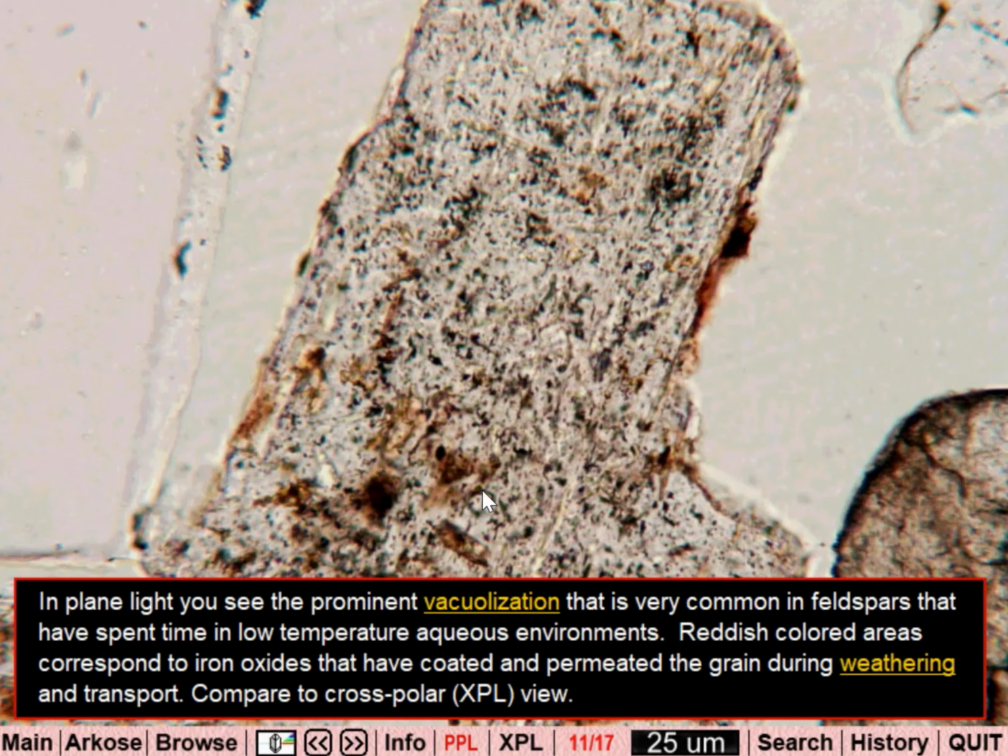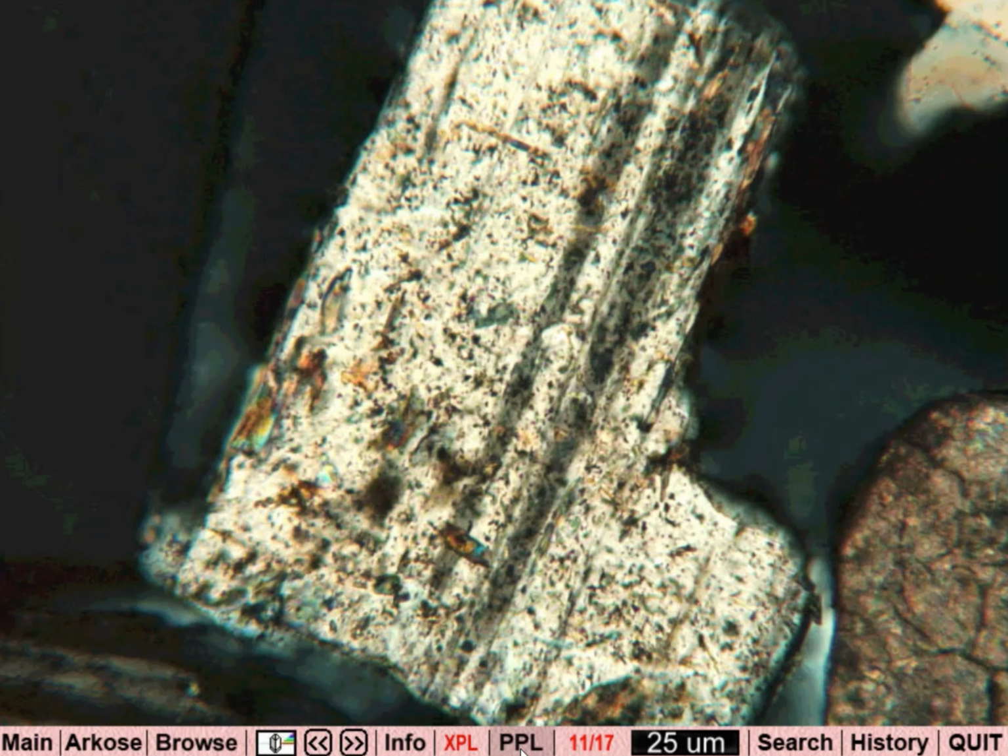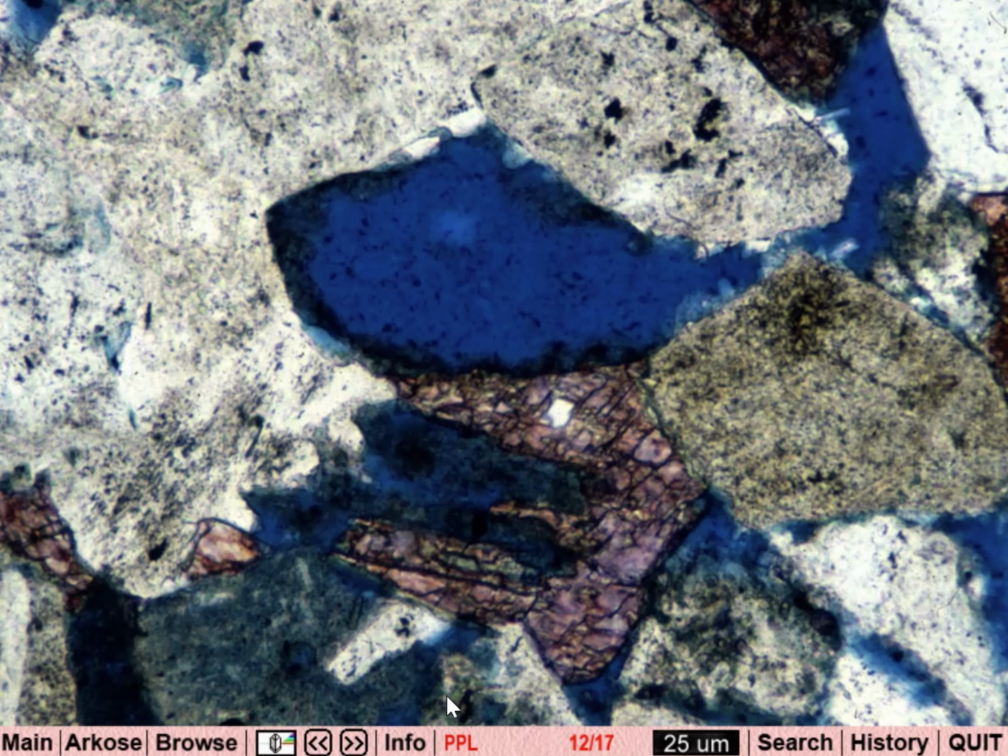Okay, moving right along. Here's a feldspar. It's absorbed a lot of water. It's undergone hydrolysis, but there are also iron hydroxides and iron oxides in the area. In XPL, we see the twinning that's consistent with that plagioclase identification.